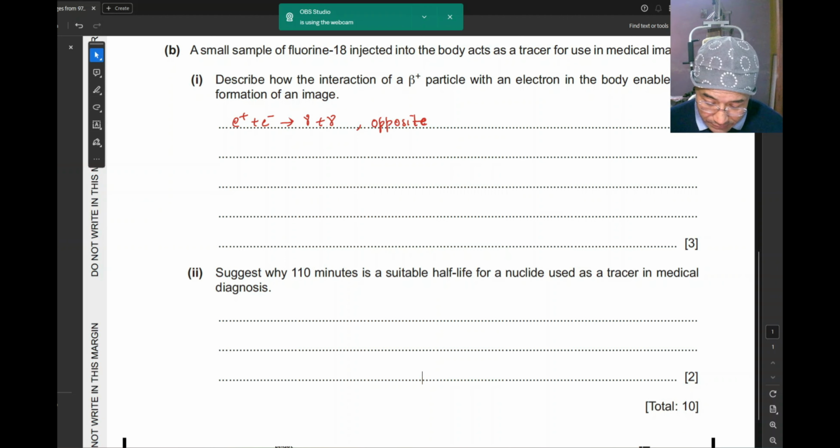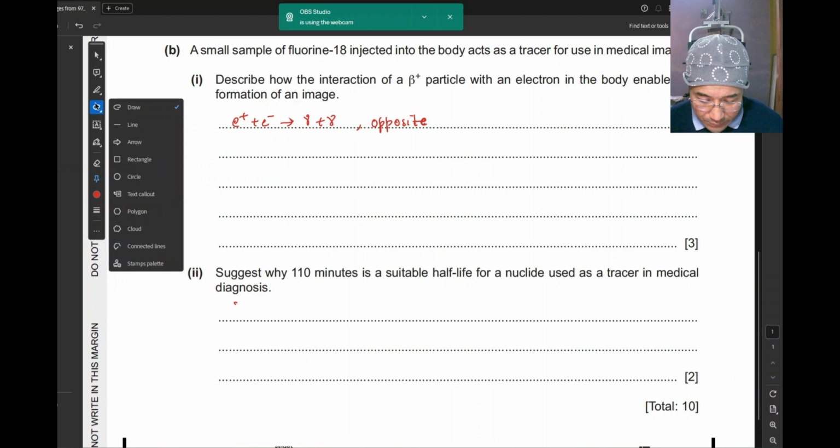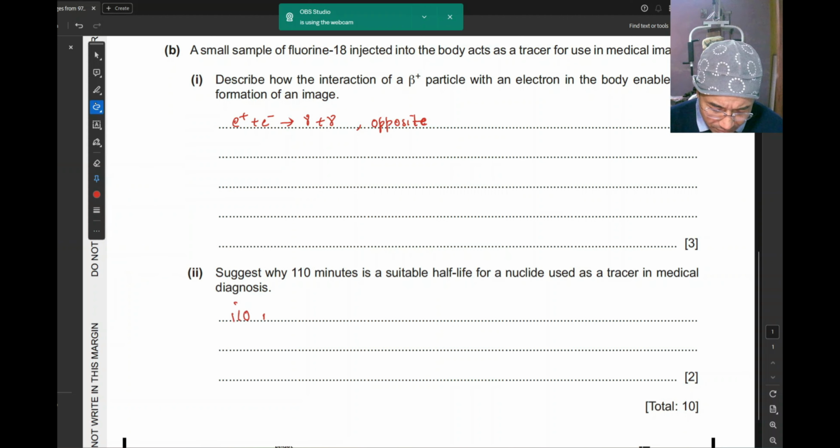Now, next is: suggest why 110 minutes is a suitable half-life. 110 minutes means around 2 hours, and 2 hours is an appropriate time for medical testing. If we have a shorter half-life, then the reaction will finish quickly, even before the test is finished.